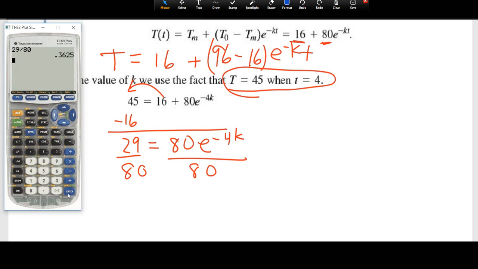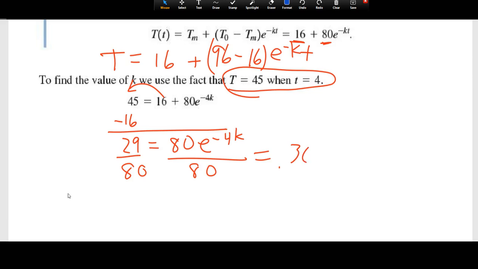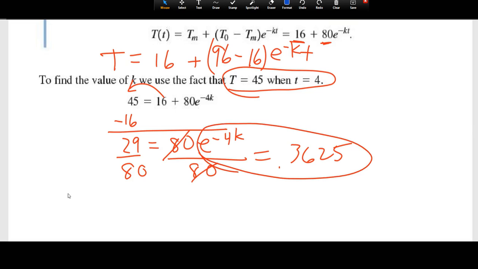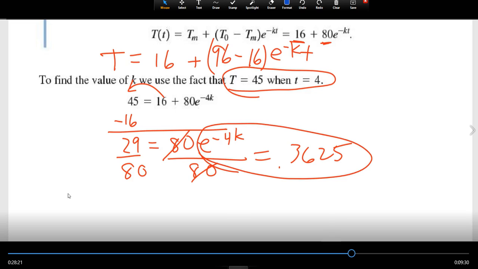0.3625. Okay. All right, now, how do I solve this thing? Well, I got to change it to its other form, right?